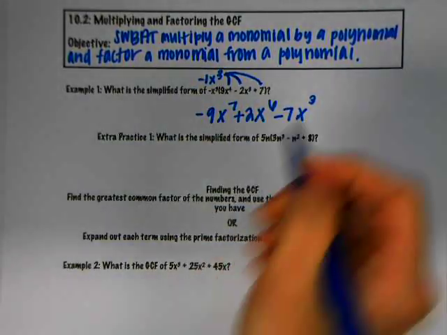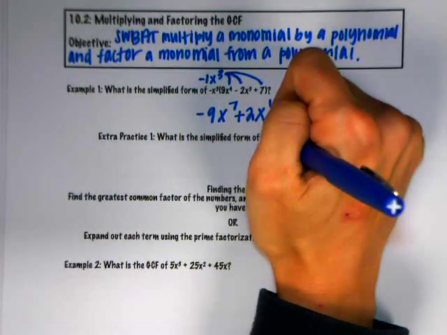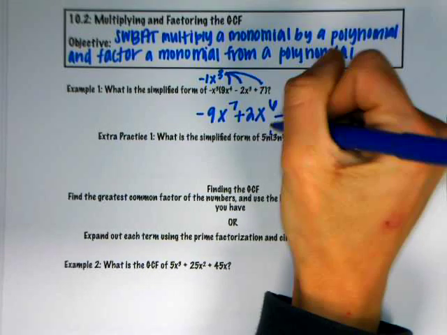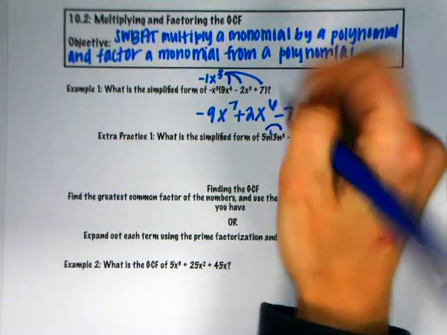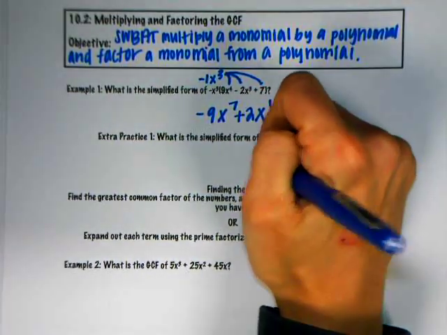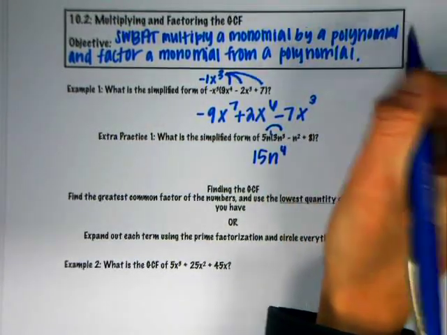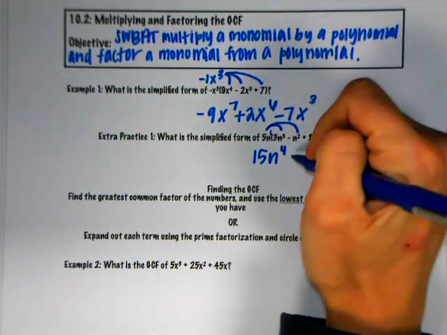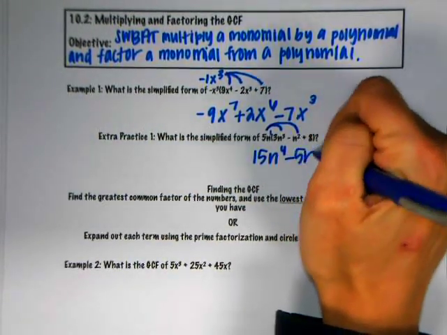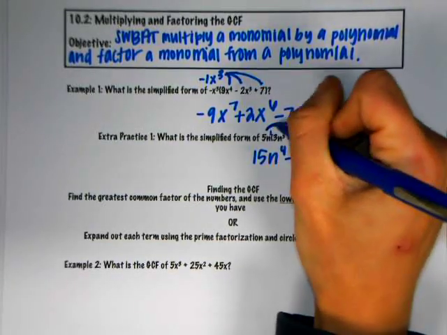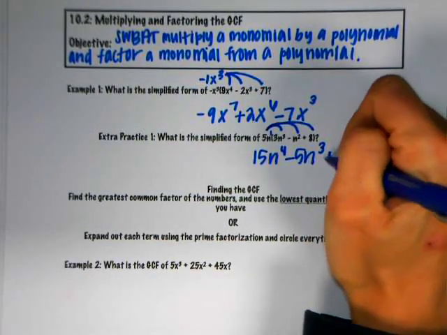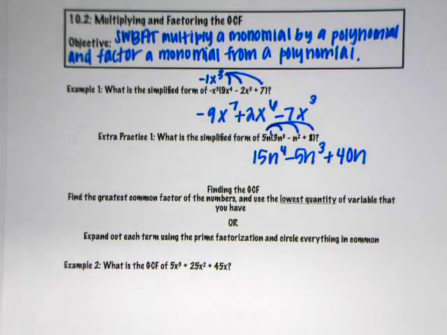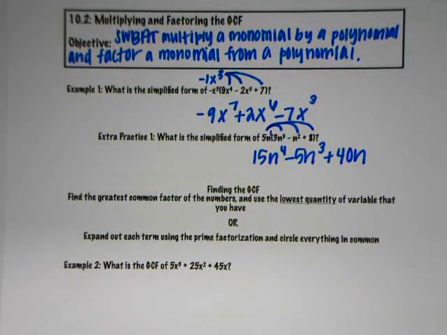Okay, so this is 5n to the what power? First. Yep, so when you do 5n times 3n to the third, what do you get? 15n to the fourth, yep. Okay, 5n times negative n squared. Yep, negative 5n to the third. And 5n times 8. Yep. Okay, does that make sense to everybody? Do you have any questions on that?